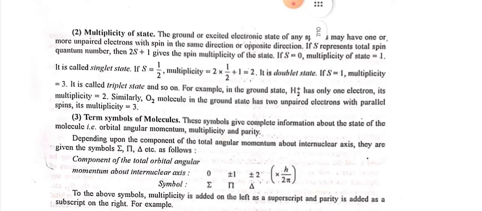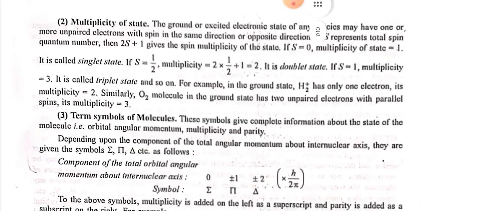The second point is the multiplicity of a state. The ground state or excited electronic state of any species may have one or more unpaired electrons with the spin in the same direction or in opposite directions. If S represents the total spin quantum number, then 2S + 1 gives the spin multiplicity of a state. If S = 0, the multiplicity is 1, and it is called a singlet state. If S = 1/2, the multiplicity is 2, a doublet state. If S = 1, the multiplicity is 3, called a triplet state, and so on.